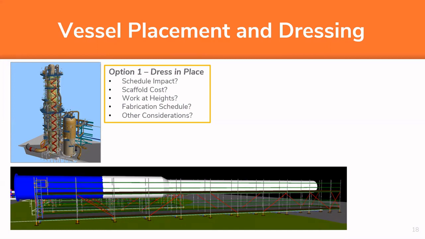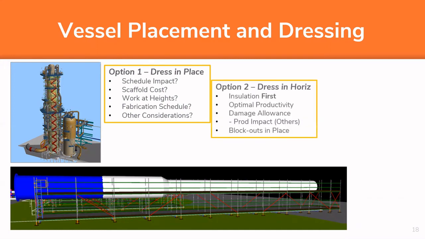So option two is we do it in the horizontal. What makes this conversation unique is that we're looking at it from two perspectives. One is if they allow us to do the installation first before they dress the vessel. And we're doing an economic exercise to look at viability between options 2 and 3. So option 2 is that we insulate it first.